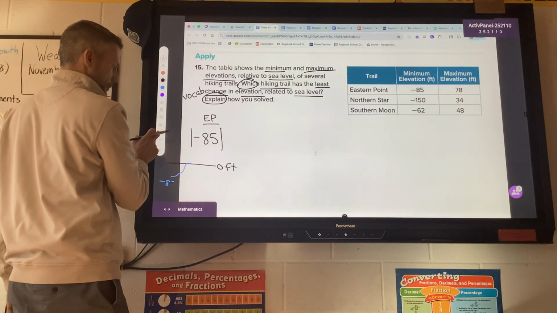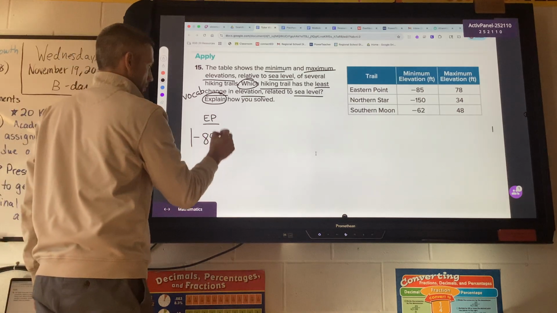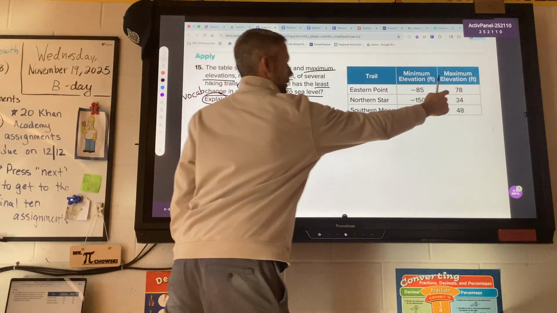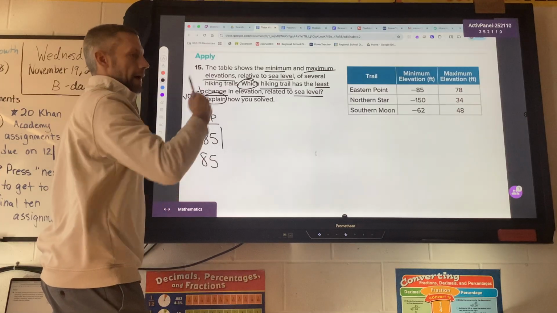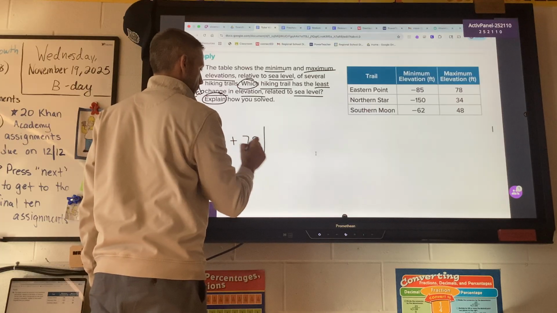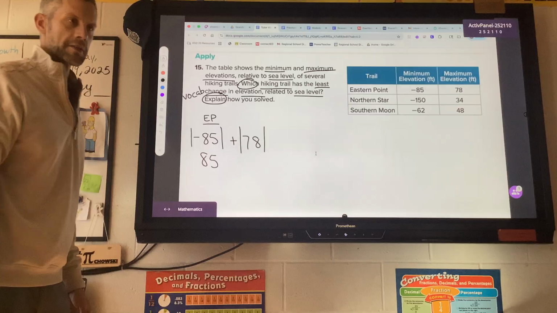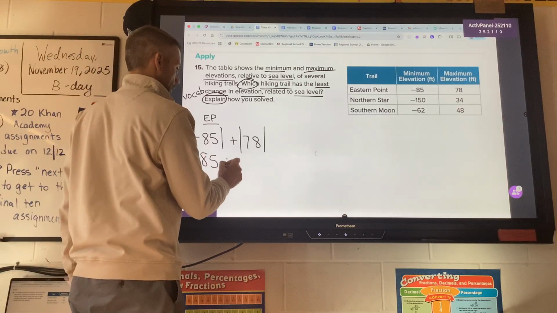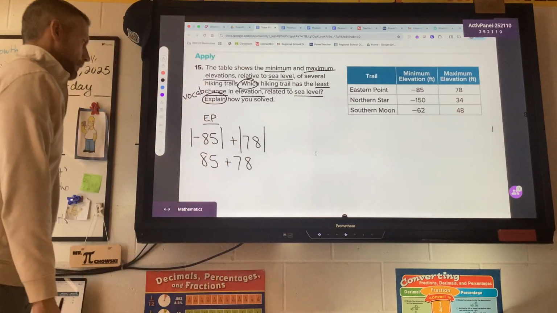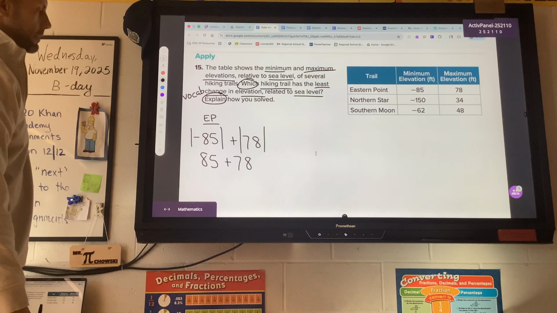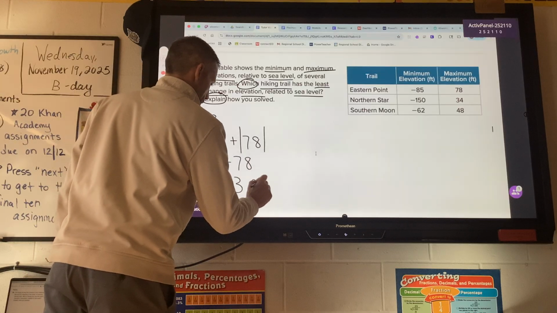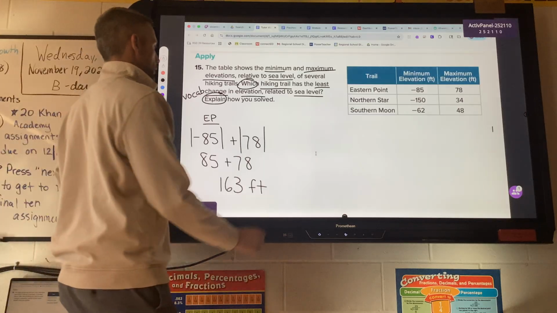All right, let me erase that. That was just a visual representation to show you what we're talking about. But these bars mean 85. If this hiker had to travel 85 feet up to sea level, now they're at 0, they still have to get to the top of the hiking trail, or the highest elevation, which is 78. That means we're going to add 78, and we could put that in bars too, because the bars mean absolute value, which means the distance from 0. So the hiker would have to travel 85 feet just to get to 0, which would be sea level, plus another 78 feet. If we add those together, you get 163 feet total change in elevation. So 163 feet. That's the Eastern Point Trail.